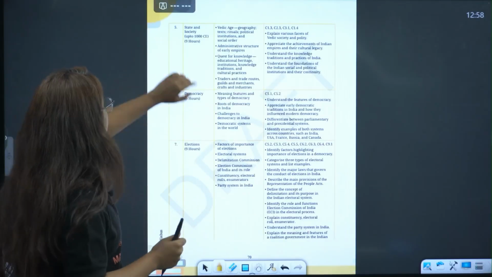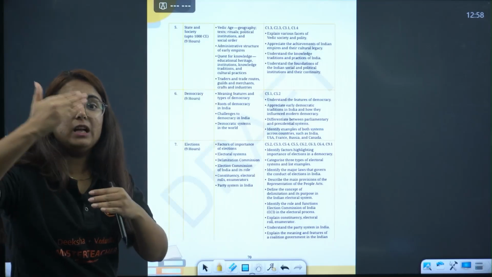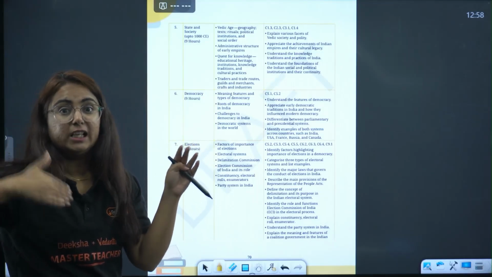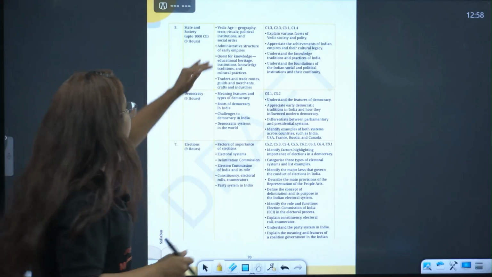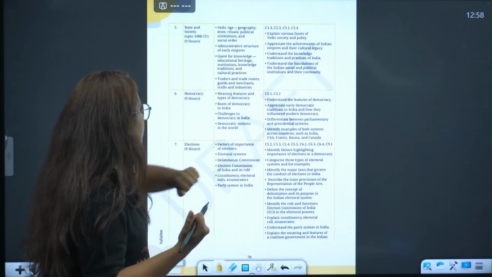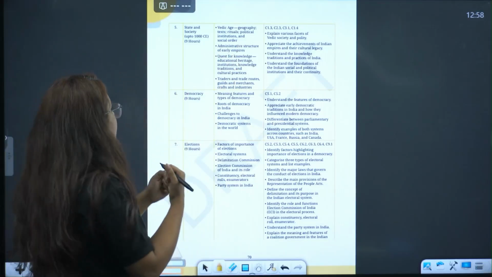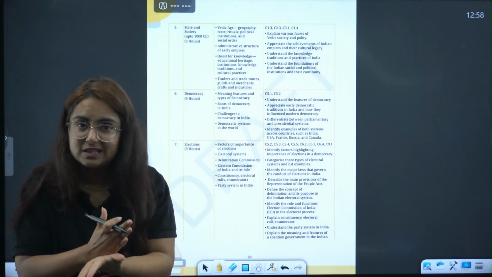Then the 5th chapter, state and society. Again, pay attention, we are moving ahead. After all these, up to the copper age, then we'll move to the iron age, which is the Vedic age, right? We will talk about geography, their texts, rituals, political institutions, administration of the great empires formed later on, right? Traders, merchants, etc. So 2 chapters from history in the same book.